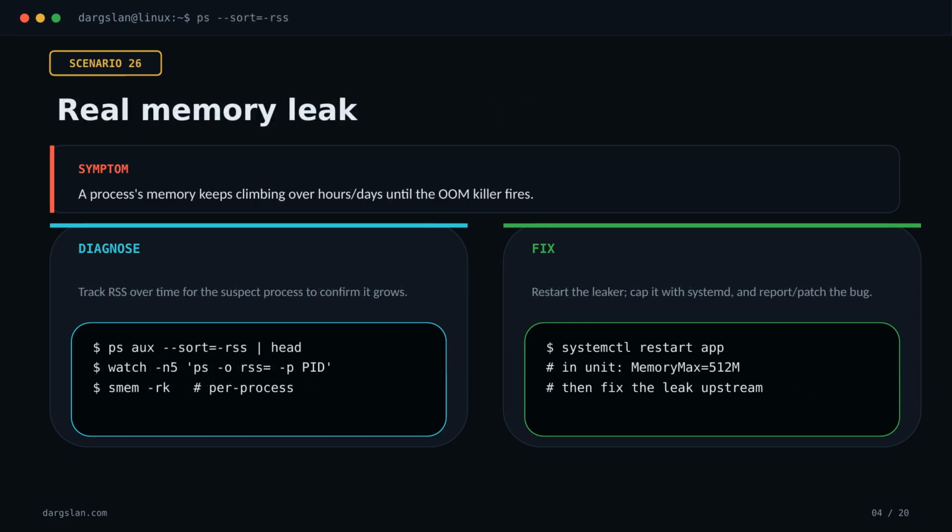But sometimes it's the real thing. A process whose resident set just keeps climbing, hour after hour, until the OOM killer steps in and picks a victim. Sort ps by RSS to find your top consumer, then watch that PID over a few minutes. If the number only goes up, you've got a leak. The immediate fix is a restart and cap it with MemoryMax in the systemd unit so it can't take the whole box down again. Then go find the bug upstream.